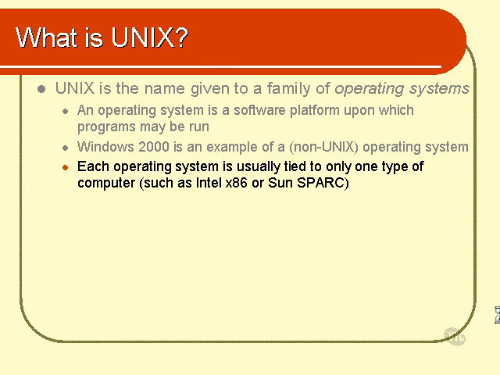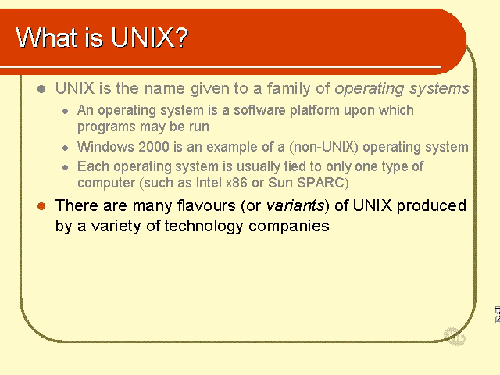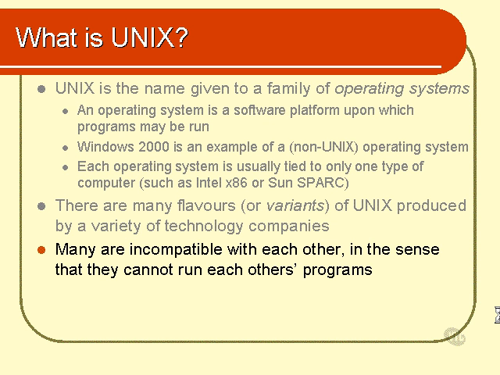So hopefully we now have a reasonable understanding of what an operating system is. Let's talk a little bit more about Unix specifically. As you've probably guessed by now, there are actually many flavors or variants of Unix produced by a variety of software vendors around the world. Some of these are free, some of these are sold, some of these are quite expensive. Most run on particular types of computer architecture. And most are incompatible with each other, in the sense that if you get a program designed to run on one, it may not run on other versions of Unix.